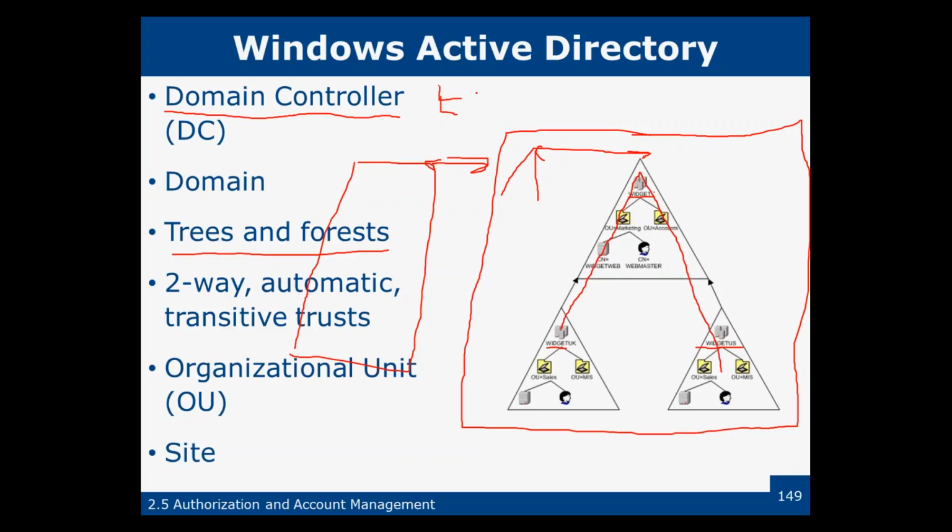And we also have sites here. A site is a physical location. Actually, what a site is, is a subnet, a network address. And what the site is used for is to help the users find the domain controller that they're supposed to use. We apply policies to the system. We can have local policies, which are on the local computer.